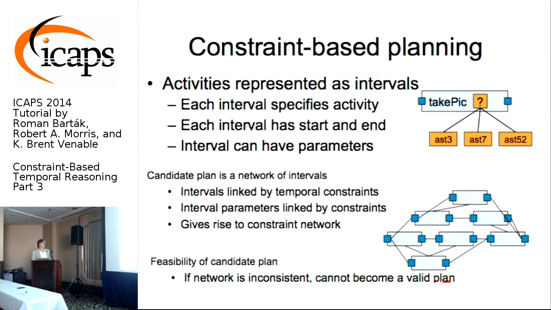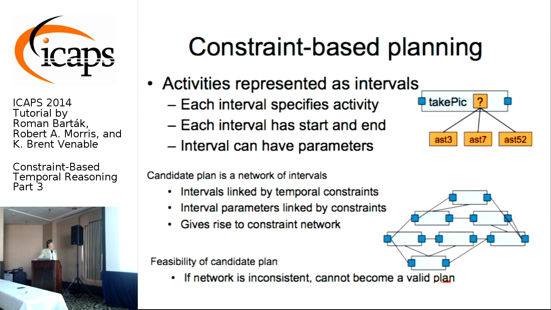Here are some components of constraint-based planning. Activities are represented as intervals. So there's an activity in a space application, take a picture. Each interval specifies an activity. The little blue squares represent the start and end points of the interval. And intervals can have parameters. So you can take a picture with three different kinds of science instruments.